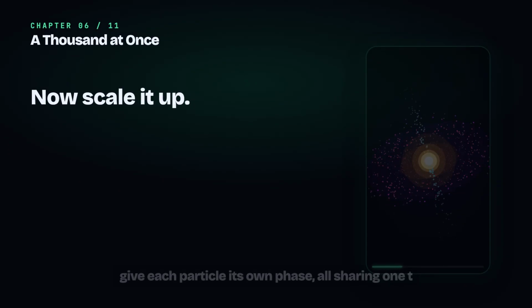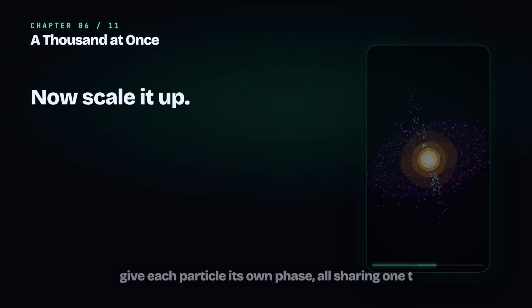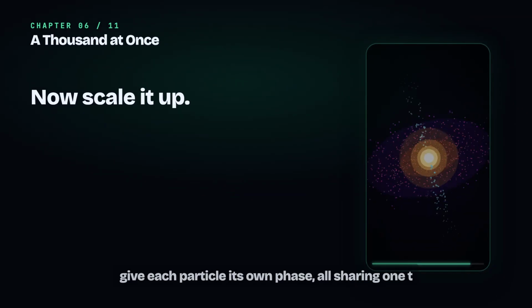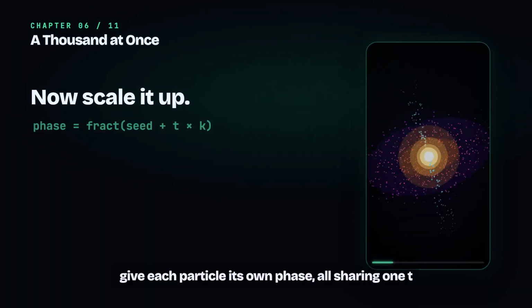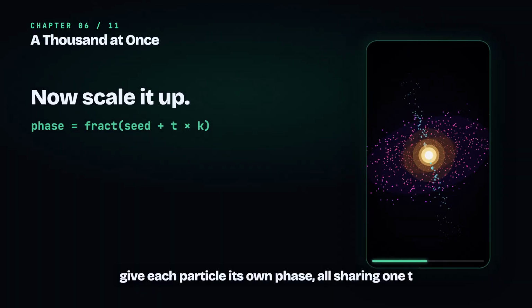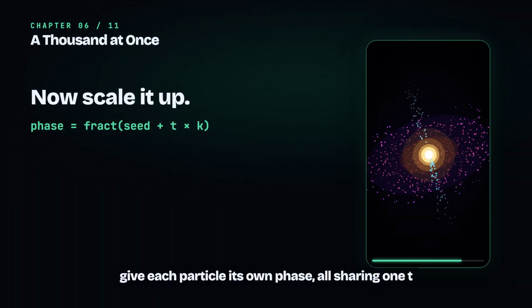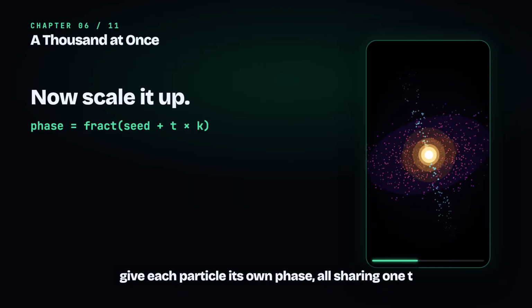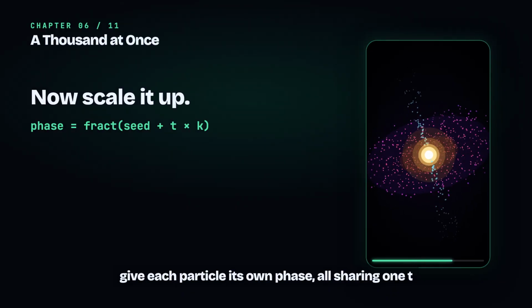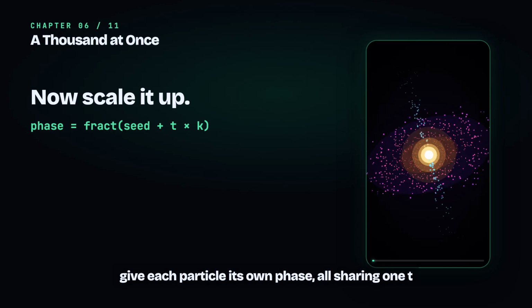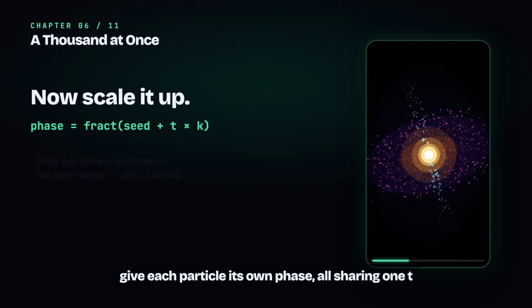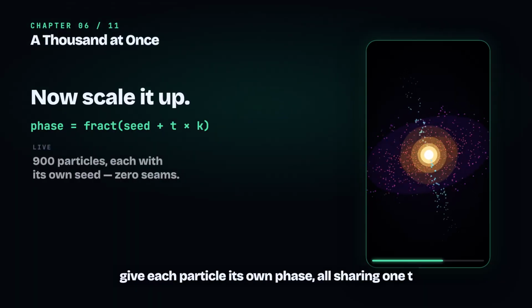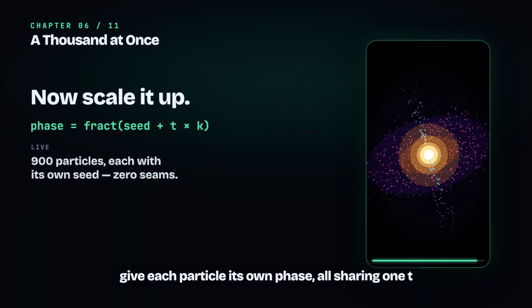Here's where it stops being a trick and starts being magic. Everything so far moves one thing, but the same rule scales to 1,000 things without any extra work. Picture a field of 900 particles. If they all moved identically, it would look like a machine. So we give each particle its own head start, a random seed, a number baked in when it's born. Its phase becomes fract of its seed plus t times some whole number. Because every particle has a different seed, they're all at different points in their journey at any moment. One is being born while another is fading, while another streaks across the middle. The field looks alive, organic, even chaotic.